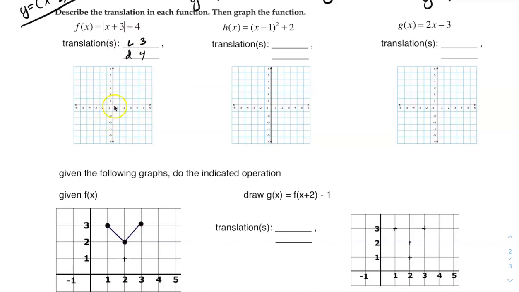So, start at 0, 0. Let's go left 3, then down 4. Or if you want to go opposite, go down 4, then left 3. Same spot, doesn't matter. Then we're going to do the absolute value. Now there's no stretch or shrink, so let's use 1, 1.